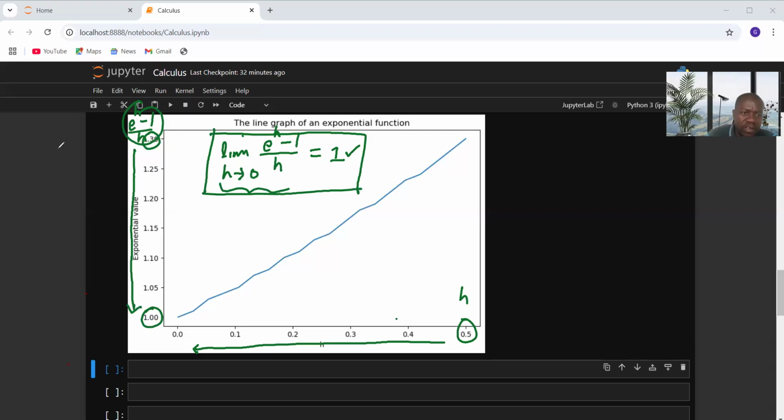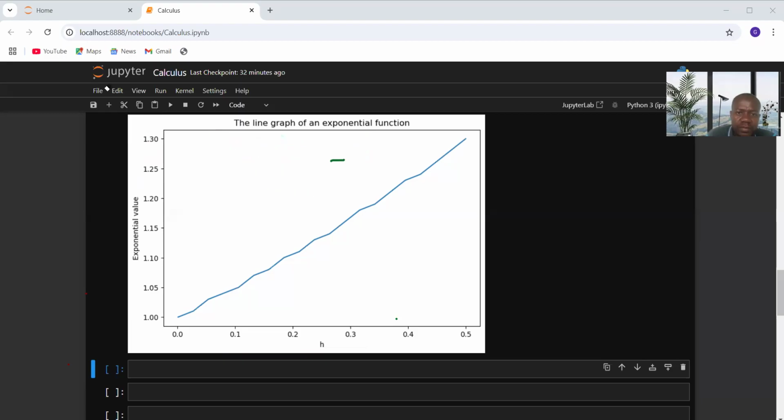I believe you are following. So we've proved that the limit as h approaches 0 of e to the exponent of h minus 1 over h equals 1, according to the definition. So we just proved that. Right. Let's now go back to our working. Right. Then now we can do this.